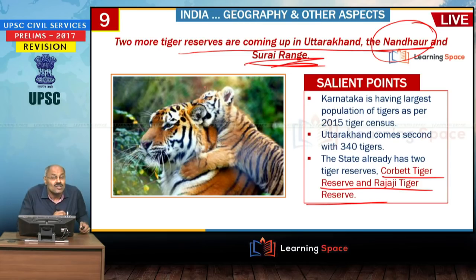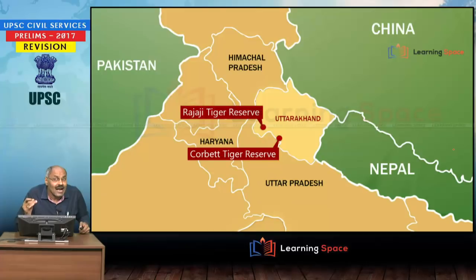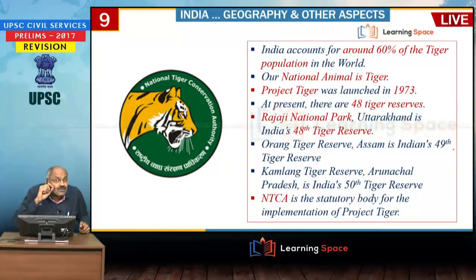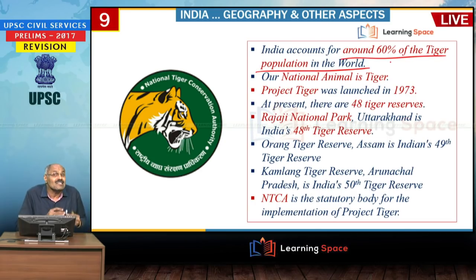Then Surai range, these two tiger reserves are going to come up in Uttarakhand, and Karnataka has the largest population of tigers as per the 2015 tiger census, and Uttarakhand comes second with 340 tigers. And if you look at it, this information is very important. India accounts for around 60% of the tiger population in the world. Our national animal is the tiger.